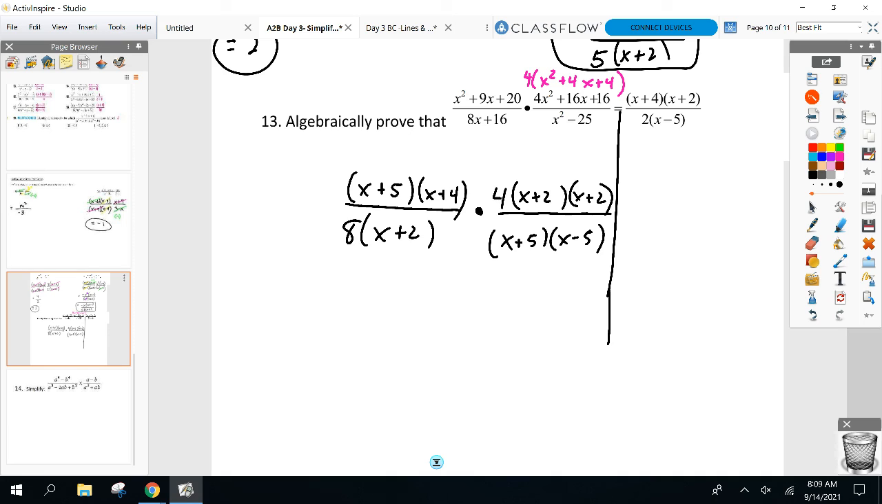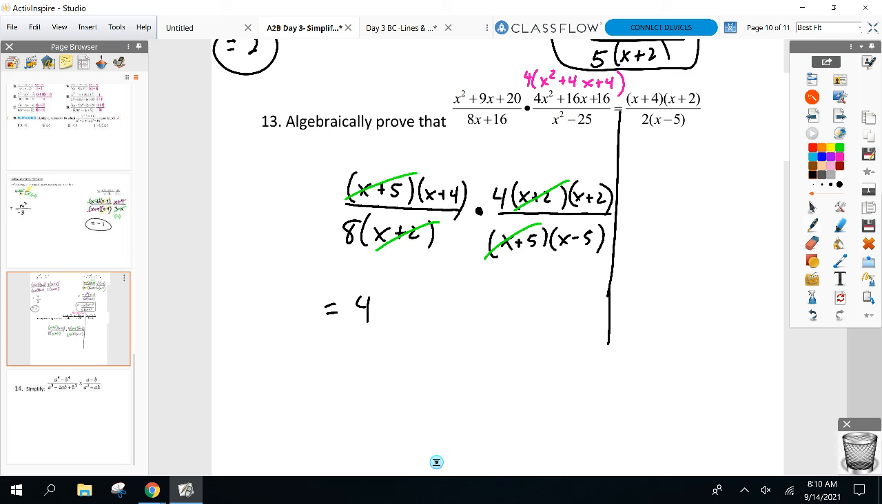Now it's time to cross out. So let's see, I could cross out the x plus 5s. I could cross out an x plus 2 with one x plus 2, you can't cross all 3 out, one of each, that's it. One on top, one on the bottom. Let's see. I'm gonna leave that for now and I'm gonna rewrite what's left.